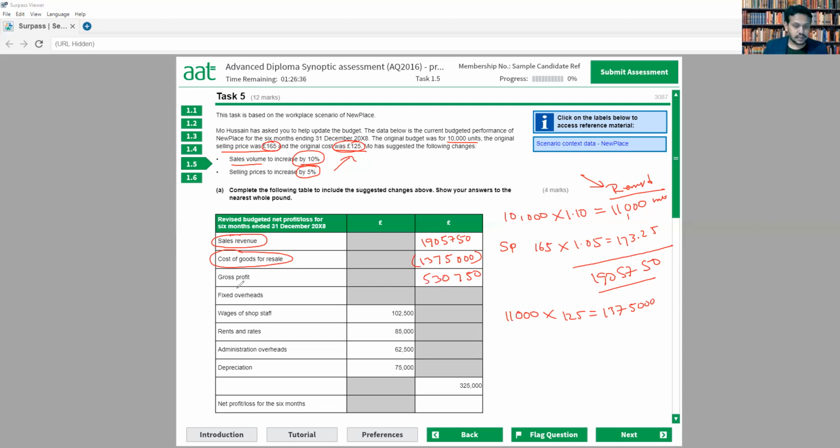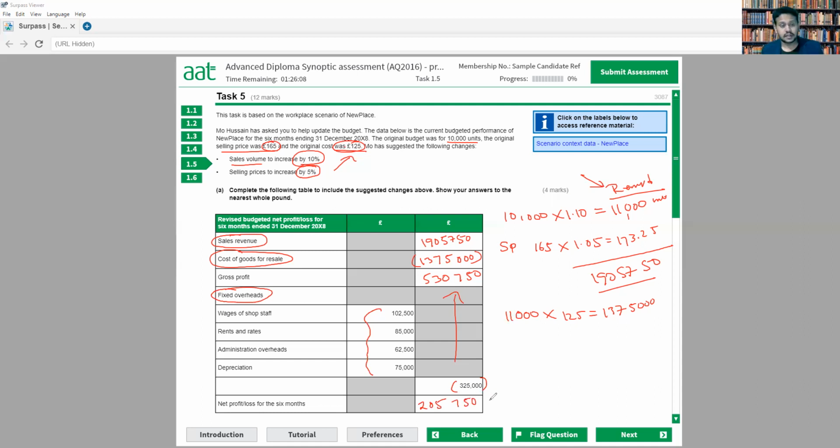The next one, we have a fixed overhead. Fixed overhead is fixed anyway, so it's not going to be changing. So they already give it to us, all this fixed. And the total is this. So if you minus this one from there, that will give us the net profit. So 537.50 minus 325,000, and that will give us the net profit 205,750.